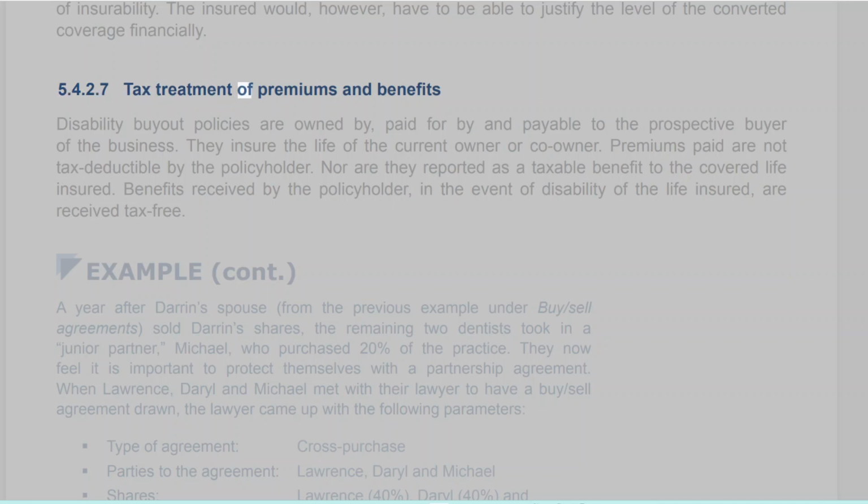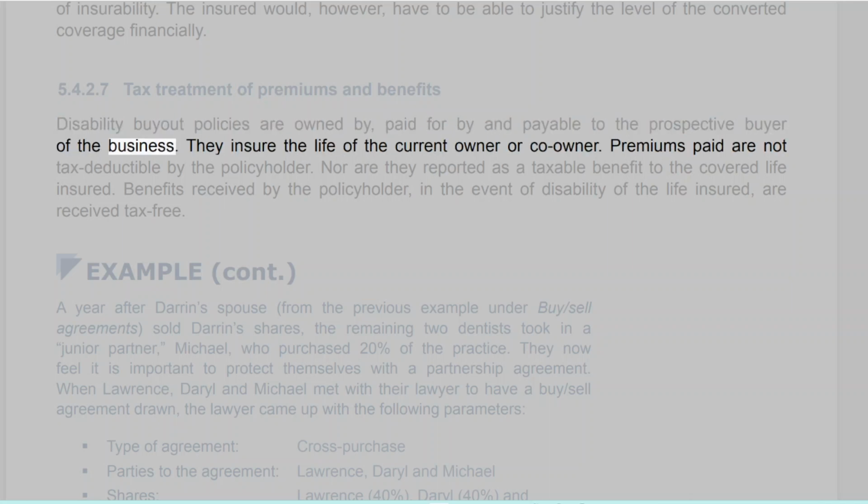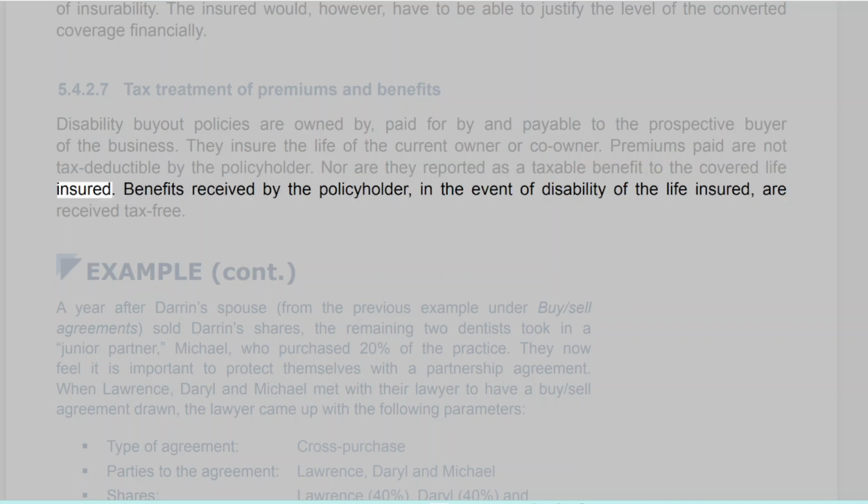5.4.2.7 Tax treatment of premiums and benefits. Disability buyout policies are owned by, paid for by, and payable to the prospective buyer of the business. They insure the life of the current owner or co-owner. Premiums paid are not tax deductible by the policyholder, nor are they reported as a taxable benefit to the covered life insured. Benefits received by the policyholder, in the event of disability of the life insured, are received tax-free.